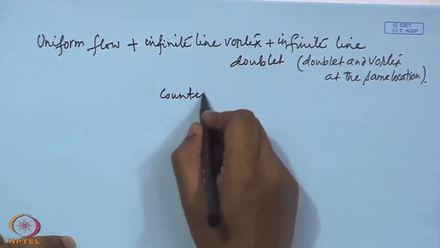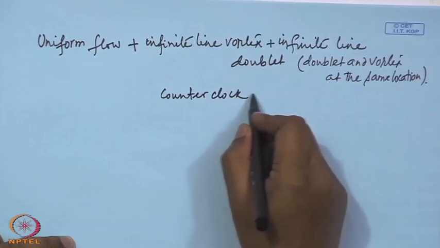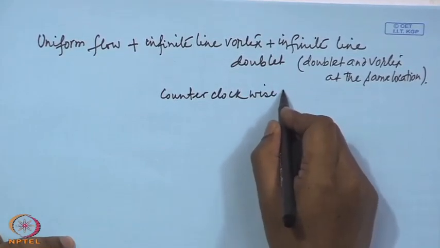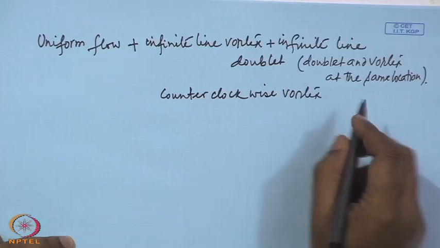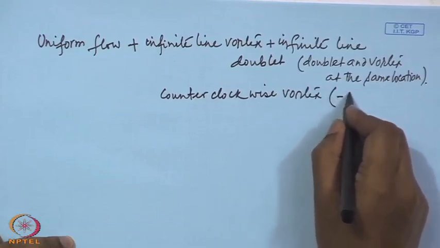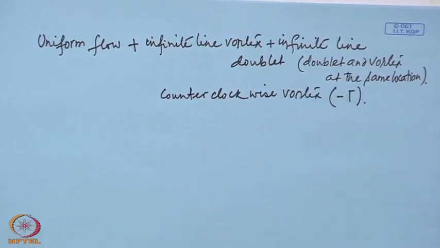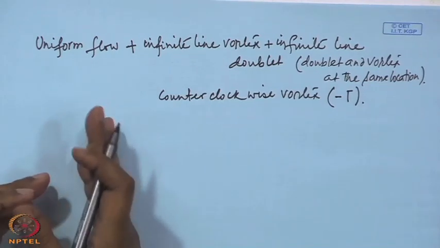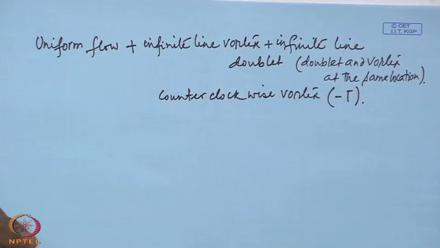We will consider a counterclockwise vortex. So, the strength is minus gamma. Okay, as before, this uniform flow plus infinite line doublet will create that flow about a circular cylinder, and if the cylinder radius is r, then the doublet strength should be 2 pi u infinity r square.